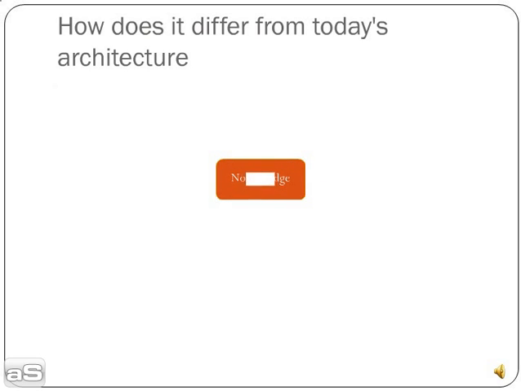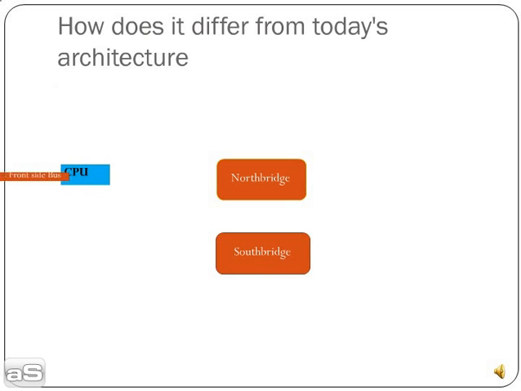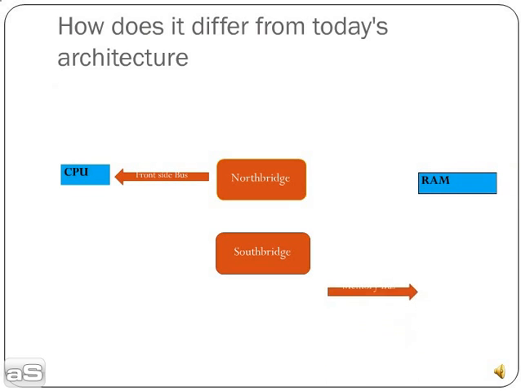How does it differ from today's computers? Today's architecture has some additional components, mainly the North Bridge and South Bridge. The North Bridge is responsible for very fast processes between the CPU, RAM, and graphics output.